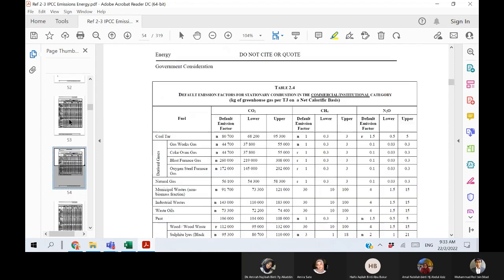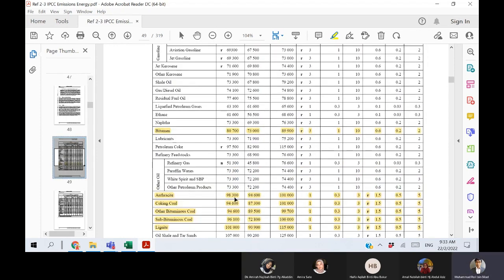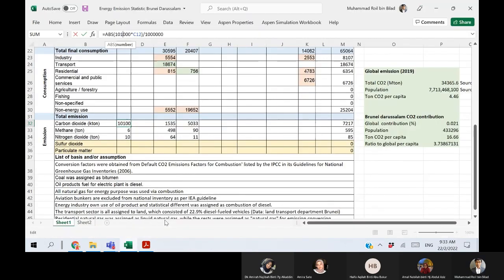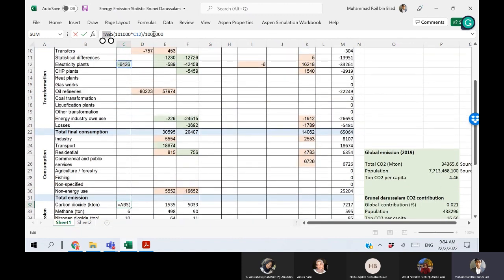So for coal, you go down, and actually there are plenty of coal products. Here I use lignite. So you know this is 101. So what I do, I use absolute here because some of the value above is negative. It is impossible to get a negative emission, so I just make it positive.